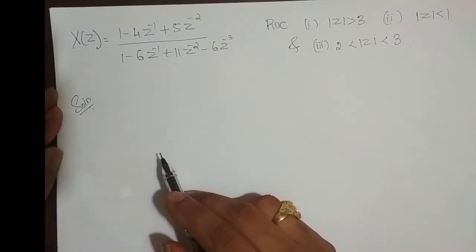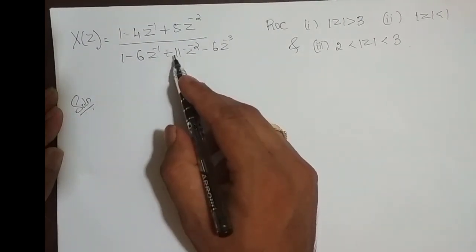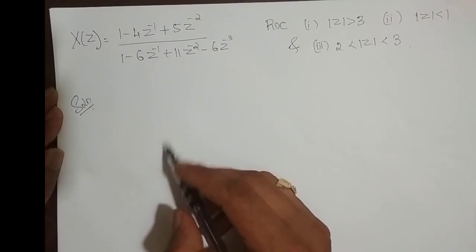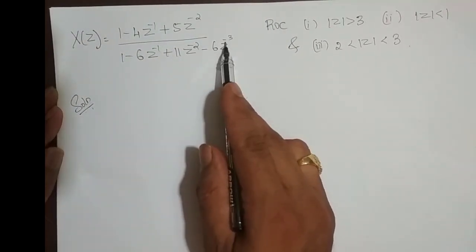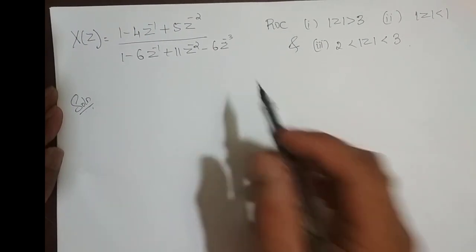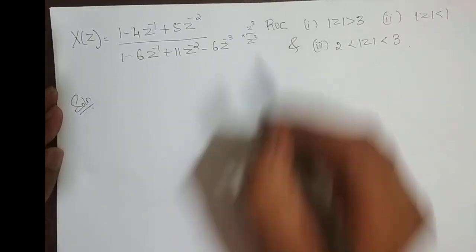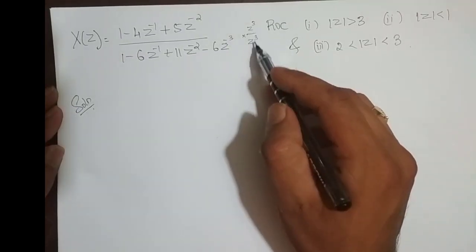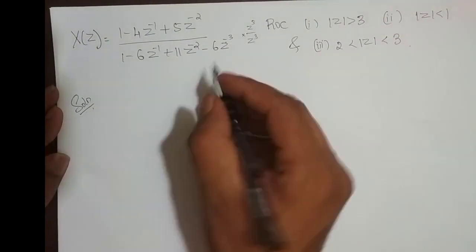First step is to make sure that the power of Z is positive. Here the power of Z is not positive, so I need to make it positive. How do we do that? You have to see the highest degree in the negative form. It is Z power minus 3, right? So I have to multiply numerator and denominator by Z cube. In case the highest power is Z to the power minus 2, then you multiply numerator and denominator by Z square, and so on. Okay, fine. So what do we get?